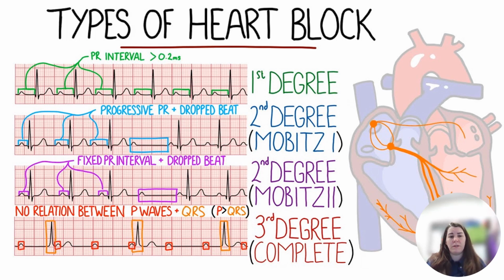In your Mobitz 2, you have your fixed PR interval, so it's not lengthening like a type 1 or Mobitz 1. It's staying fixed, but it does eventually drop that QRS beat. And then your third degree, again, is where the atria and ventricles are independently doing their own thing. They're independently beating. So your P waves do not necessarily have a correlating QRS complex. So this does a really, really great job of breaking it down to make it easy.